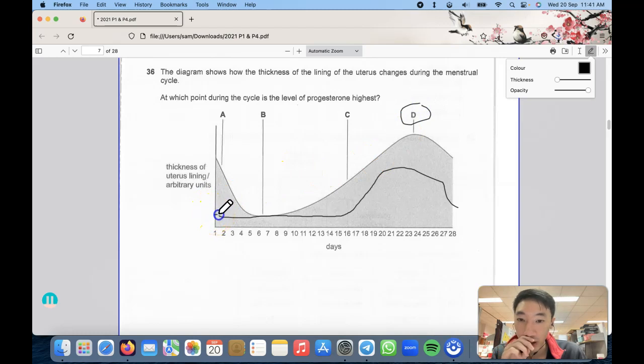Just for fun, let's talk about estrogen. Estrogen increases slightly at the start, and then it starts to peak at about day 13, and then it starts to drop after day 14. So that's our estrogen.